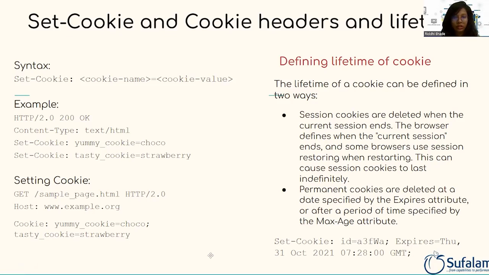Then later on, in the next request, the cookies are set with the Cookie attribute. Whenever the response comes, it will be set under Set-Cookie, and when you send the next request, it will be sent under the Cookie attribute. Same way, key-value parameter, but this time it will be separated by semicolon.